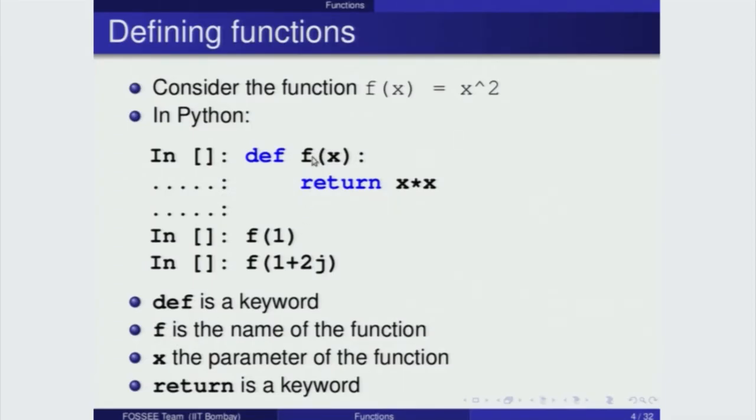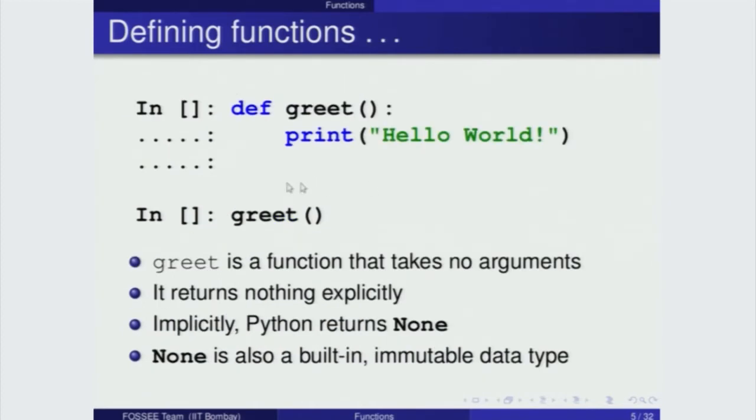F is the name of this function, and how you call this function is by saying f open bracket, give it any of the parameters. X is the parameter of the function. Return is another keyword. So what does return do? It simply returns x star x. You can return pretty much anything you want from a Python function. So let us move on and look at a little more about functions. So please type this code.